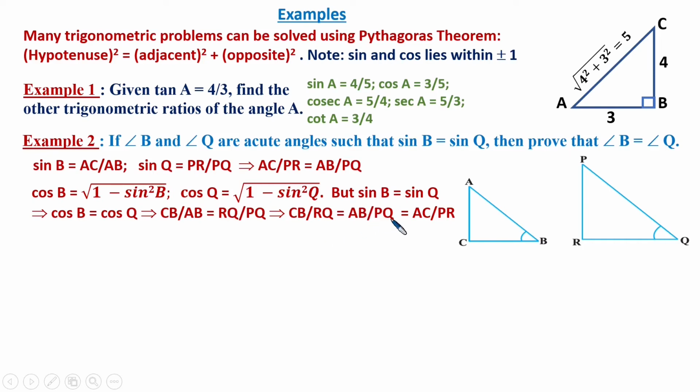So I get this, and AB by PQ I know is AC by PQ. So this is now a similarity condition. So these triangles are similar. So from corresponding parts of similar triangles, angle B is equal to angle Q.